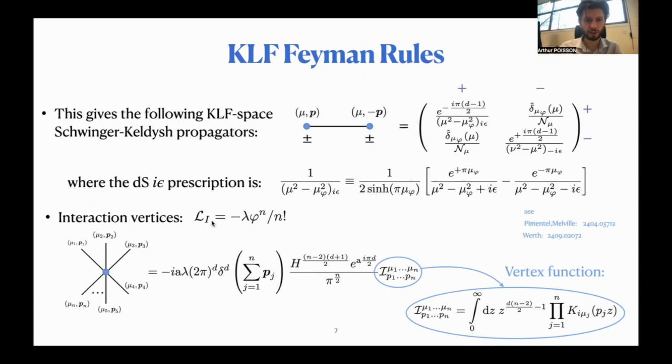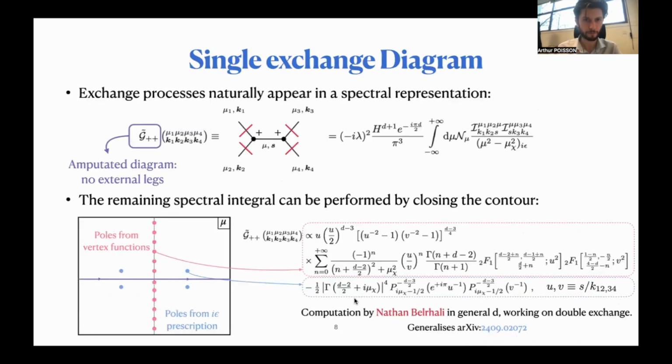And then for the interaction vertices, here I'm considering a polynomial interaction, and it gives you this expression here. So you have the usual spatial momentum conserving delta function, which is because of spatial translational invariance. But because we don't have conservation in the mu space, instead of a delta function, we'll have these vertex functions here, which are defined in terms of multiple Bessel function integrals. These are the only functions you have to compute in KLF, and these are in general meromorphic functions.